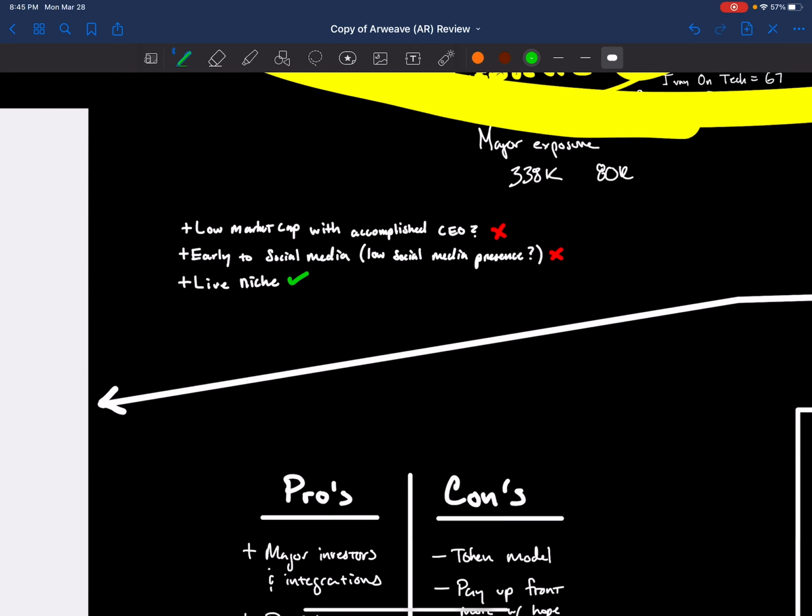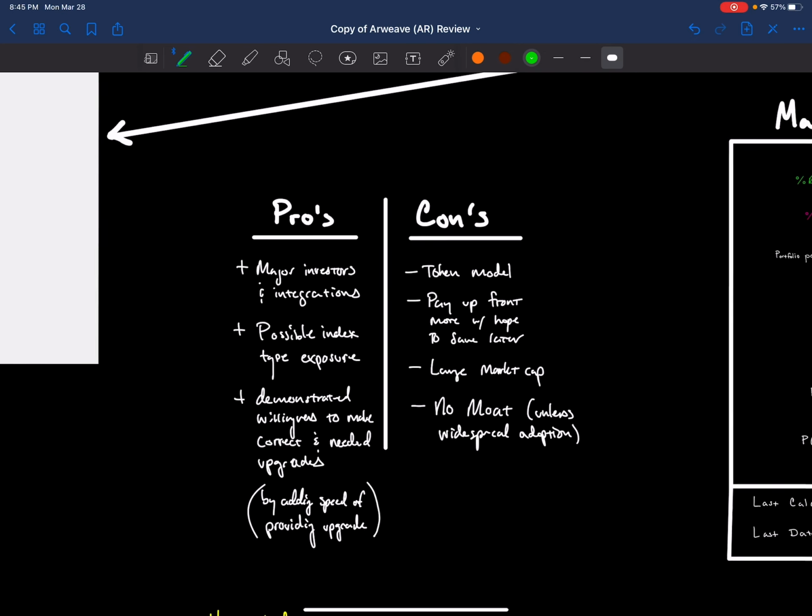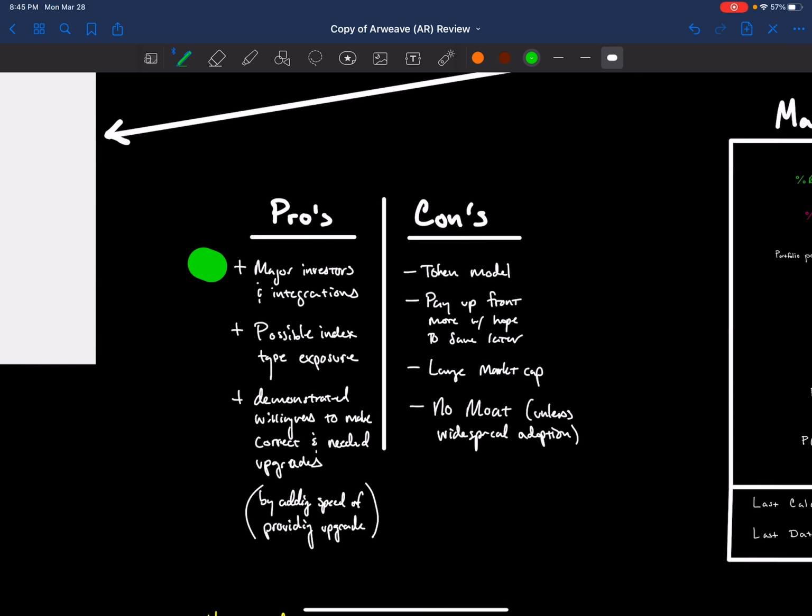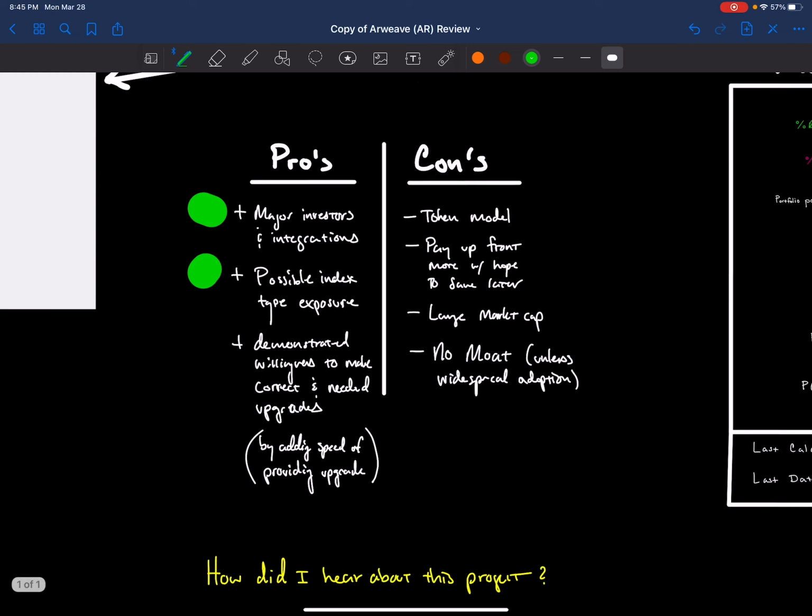All right, regarding the final summary, low market cap with accomplished CEO, I put no. Early social media, no. Live niche, yes. The pros: major investors and integrations, so it looks to be gaining those integrations that are important for it to reach its mission. Possible index type exposure, so if one of these blockchains that it integrates with is successful, you might see upside based on that. So it gets you wide spectrum exposure, which we know indexes are a great way to get exposed to a market such as crypto. And demonstrated willingness to make correct upgrades. So that is good. It seems to be on track to fix the upgrades rather than let them persist.